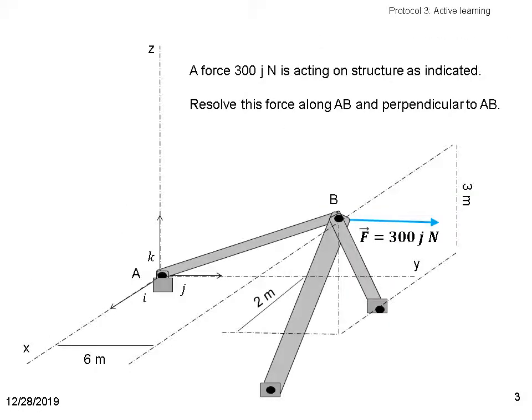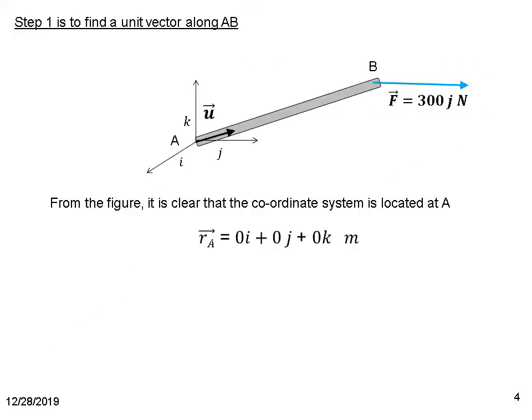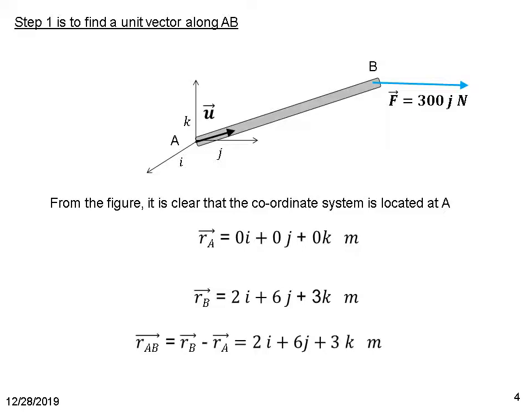Now, consider an example. A force of 300 Newton is acting on a structure at a point B along the direction A. Resolve this vector along the structural member AB and perpendicular to it. The first step is to find the unit vector along the direction AB. Since the coordinate system is located at A, we can find the position vectors of point A and B. From this, we can find the displacement vector RAB.